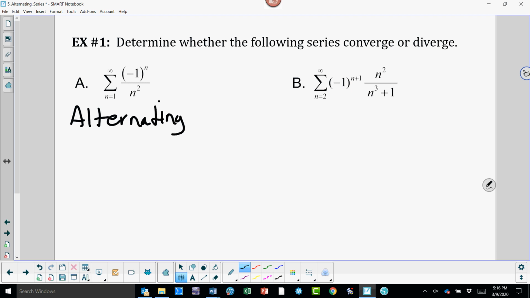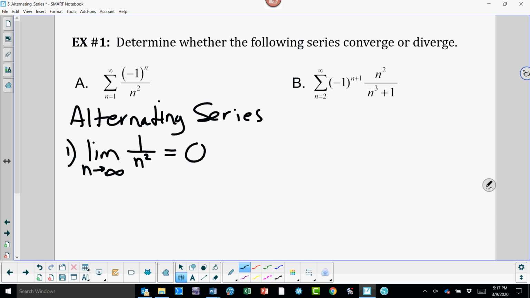Just like we start off saying, hey, this is geometric or this is a p-series, say this is an alternating series. And then need to say that the limit as n goes to infinity of 1 over n squared, do not include the alternator, that limit is most definitely 0. And the second thing I need to show is that the 1 over n plus 1 squared is in fact less than 1 over n squared.